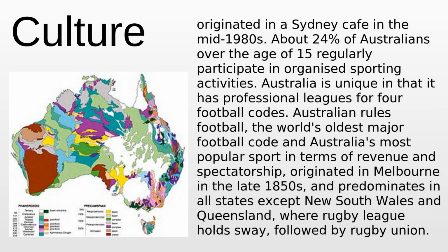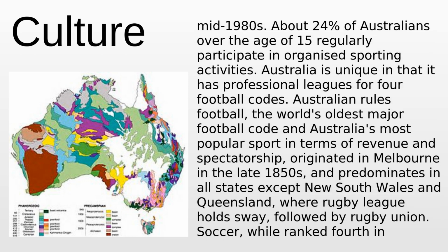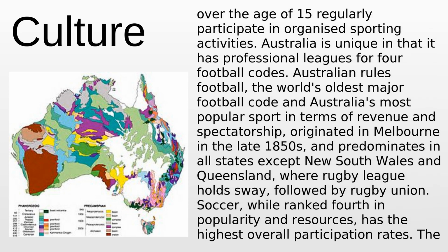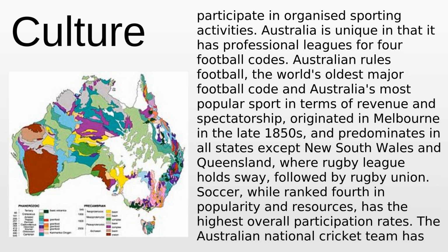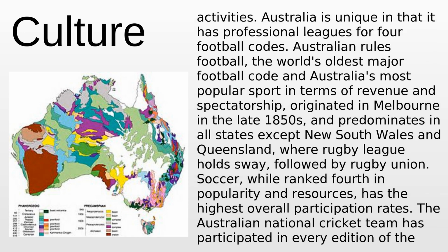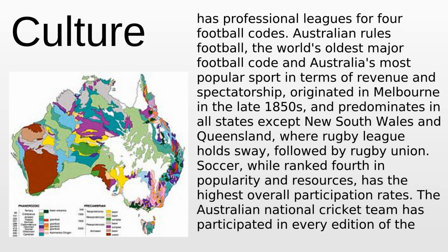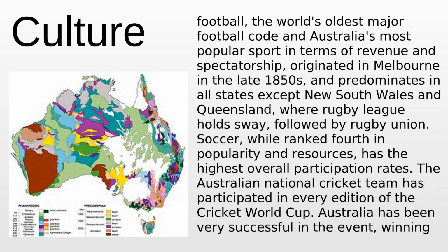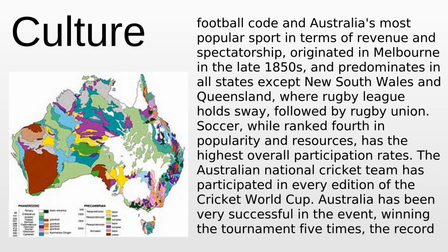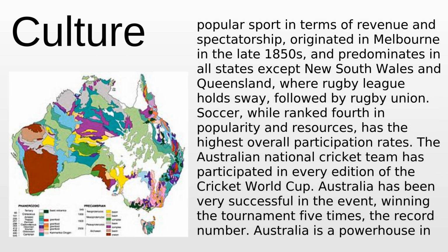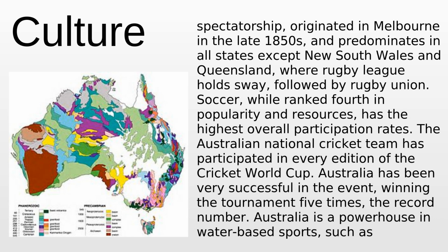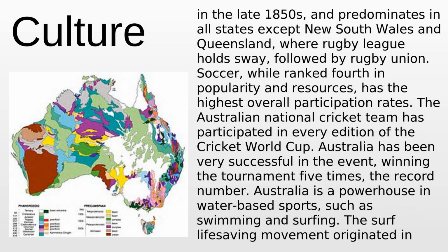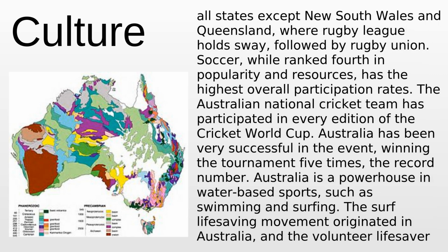Australia is unique in that it has professional leagues for 4 football codes. Australian rules football, the world's oldest major football code and Australia's most popular sport in terms of revenue and spectatorship, originated in Melbourne in the late 1850s, and predominates in all states except New South Wales and Queensland, where rugby league holds sway, followed by rugby union. Soccer, while ranked 4th in popularity and resources, has the highest overall participation rates.